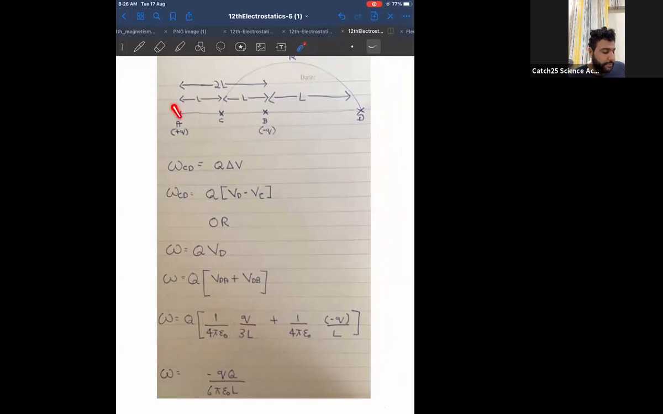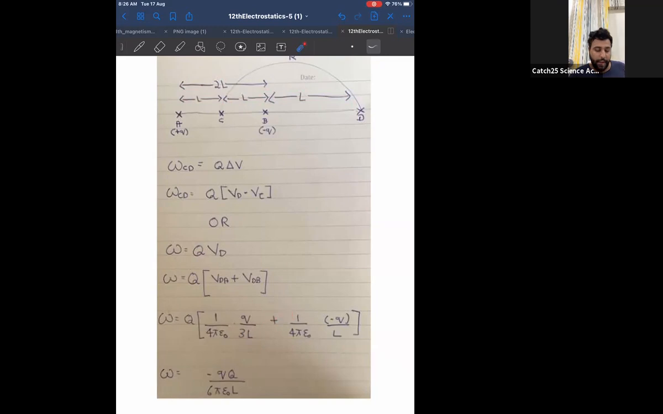Now, what is the distance between A and D? I have written it as 3L. Check how. From here to here 2L, from here to here L. Therefore, can I say 2L plus L is 3L? Tell me, any doubt in this? The distance between point A and point D is 3L. See here, L, L, L.